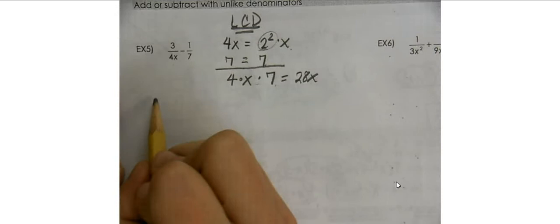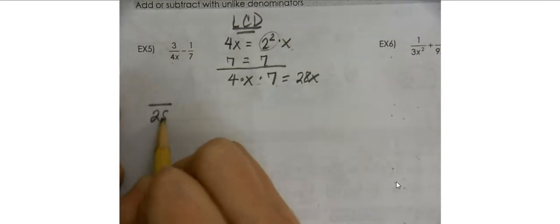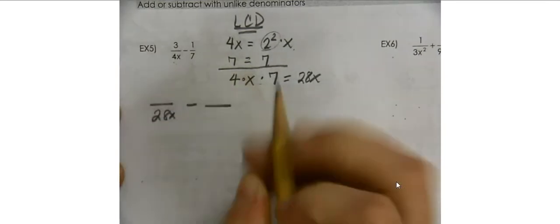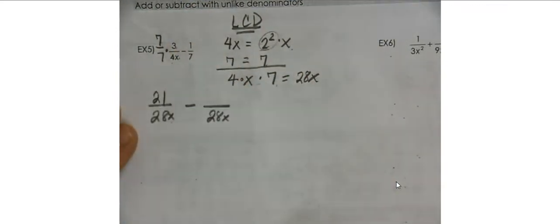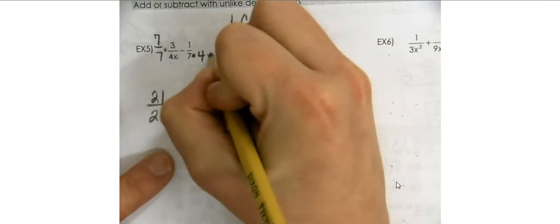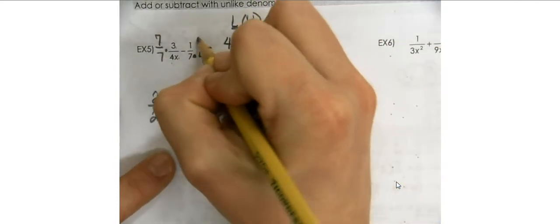So that means I need to change 4x to become 28x, and I need to change 7 to be a 28x. Now, in order to change 4x to be a 28x, I need to multiply 4 times 7. And whatever you do to the denominator, you do to the numerator. And 7 times 3 is 21. Now, in order for a 7 to turn into a 28x, you multiply 7 by 4x. And whatever you do to the bottom, we do to the top. So 1 times 4x is 4x. And 7 times 4x is 28x.